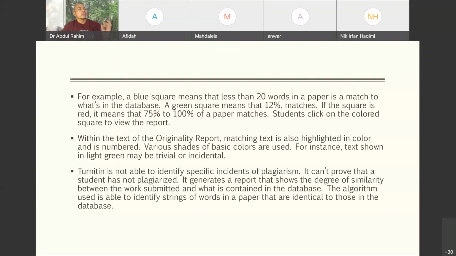All right, so various shades of the basic colors are used. For instance, text shown in light green may be trivial or incidental. Basically, every color represents the similarity.